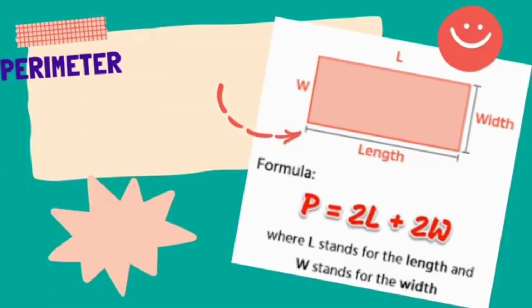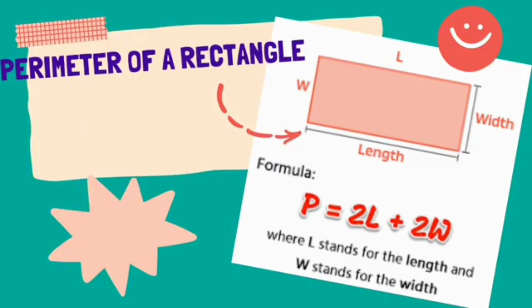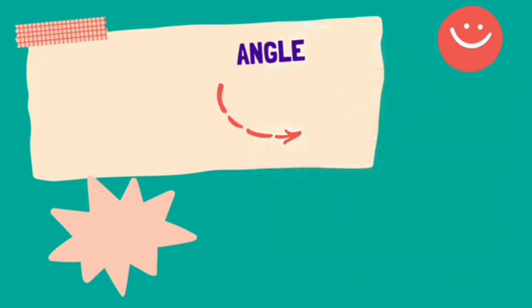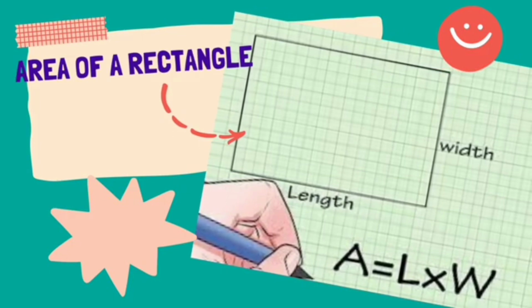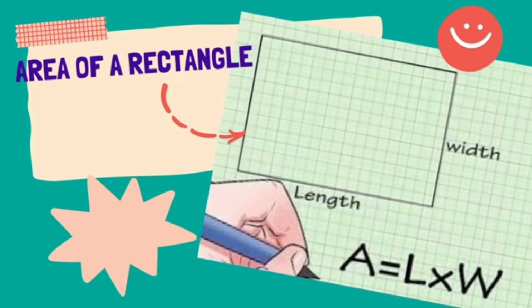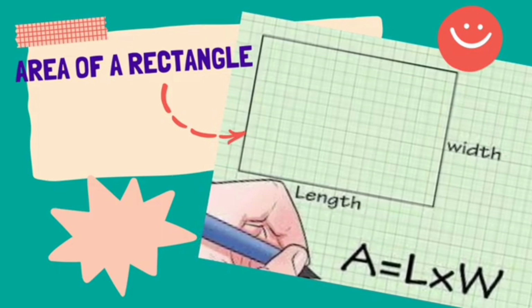Next, let us see the formulas for the perimeter and area of a rectangle. The perimeter of a rectangle is 2 of the length plus 2 of the width, which is 2 into the length plus width or breadth. The area of a rectangle is the length times the width or length times breadth.